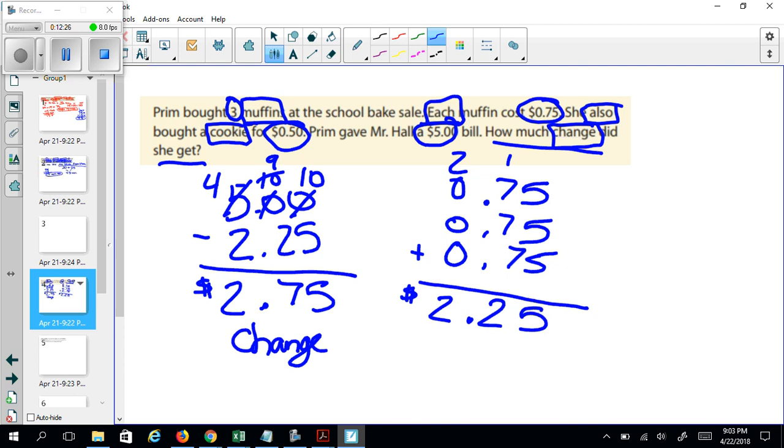So remember, when you're adding and subtracting with money, all you have to do is treat it as if they're whole numbers. But you just have a decimal point in there. So you just put the decimal point in line with everything else, just like I did here and here. And then you just add or subtract. Okay, that's it.